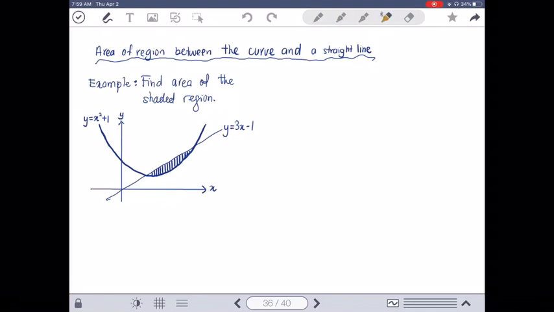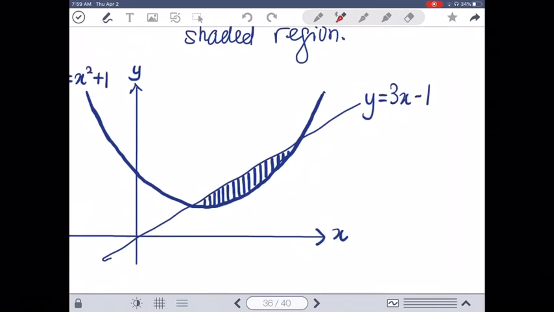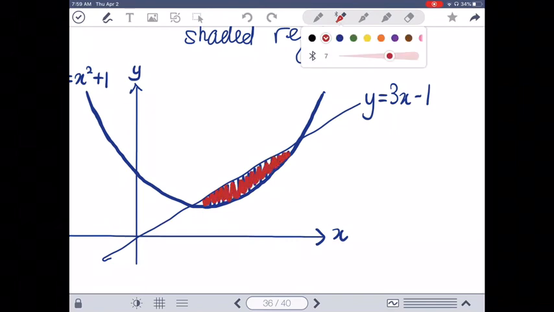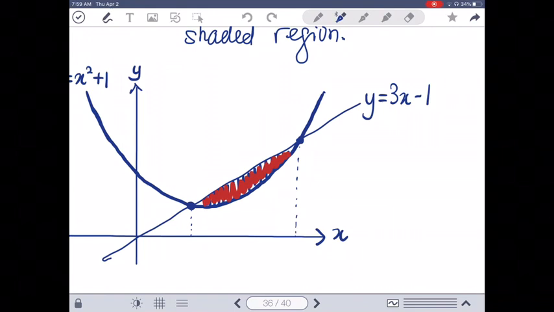Alright, now we are going to look at the area of the region between a curve and a straight line. So we want to find the region between a curve and this straight line, which means that we want to find this region here. The thing that we need to know is the boundaries, in other words, the values of A and B.